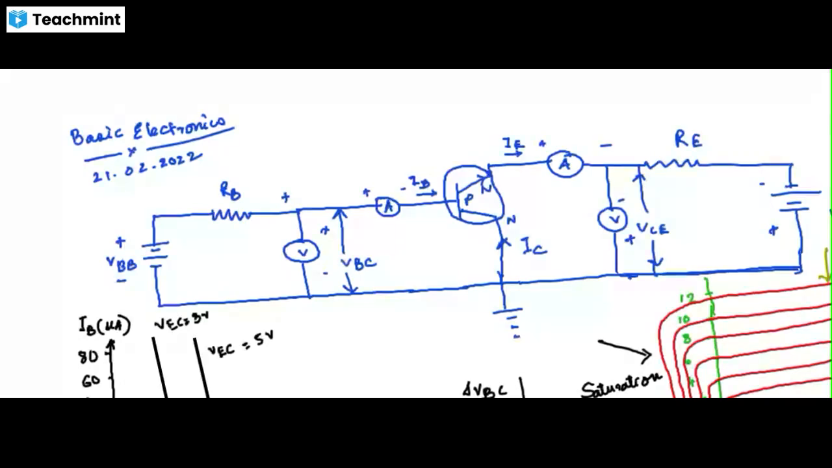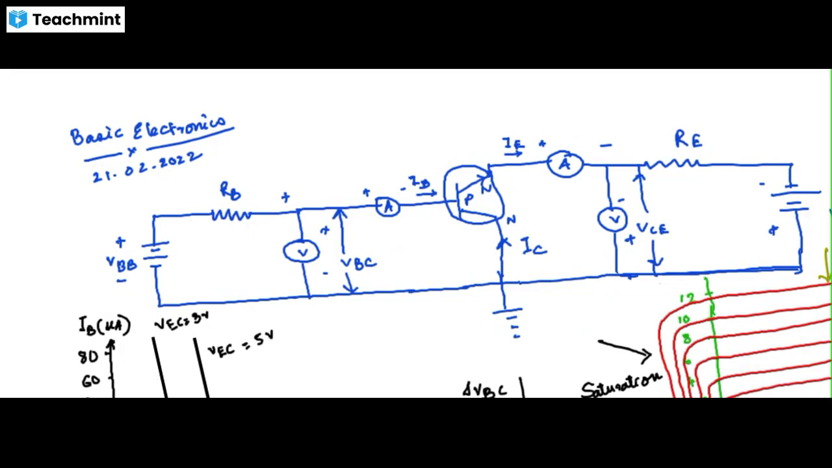Next is current gain. For the CB configuration, the current gain is less than unity, near about 0.98. In CE configuration, the current gain is very high, and in CC configuration, that is also high. The voltage gain for CB configuration is small, in the order of 150. In CE configuration, the voltage gain is in the order of 500, and in CC configuration, the voltage gain is less than unity.